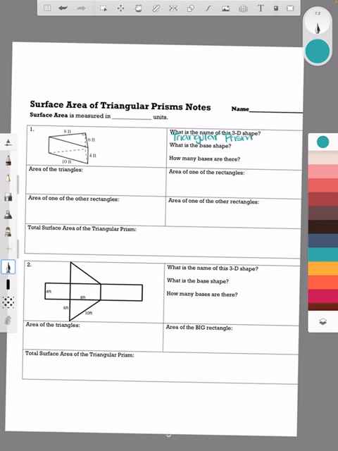All right, and let's break this down a little bit. So the shape is called a triangular prism. What that means is that our bases are triangles, and a prism has two bases, and those two bases are both in the form of a triangle. So our next question is saying, what is the base shape? Since it's a triangular prism, that means the shape of our base is a triangle.